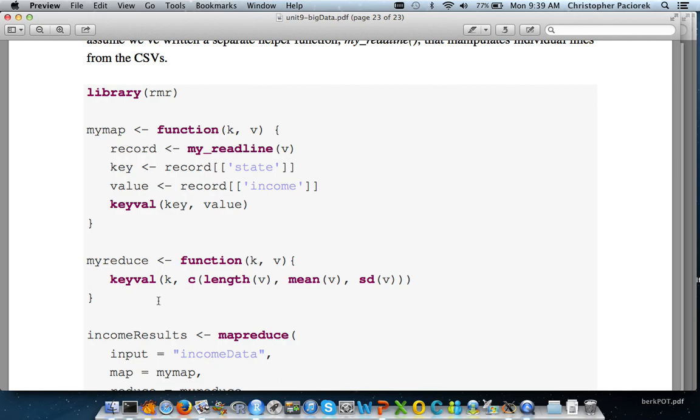So I could, for example, do another quite simple reduce function: get the length of v, so it's just going to count up the number of people, take the mean and the standard deviation of v. Actually, retrospectively, I should have used median in this case, and some sort of more robust estimate of the variation. But again, I'm going to use this keyval function to produce a key value pair that's the state, and then the summary information specific to that state.